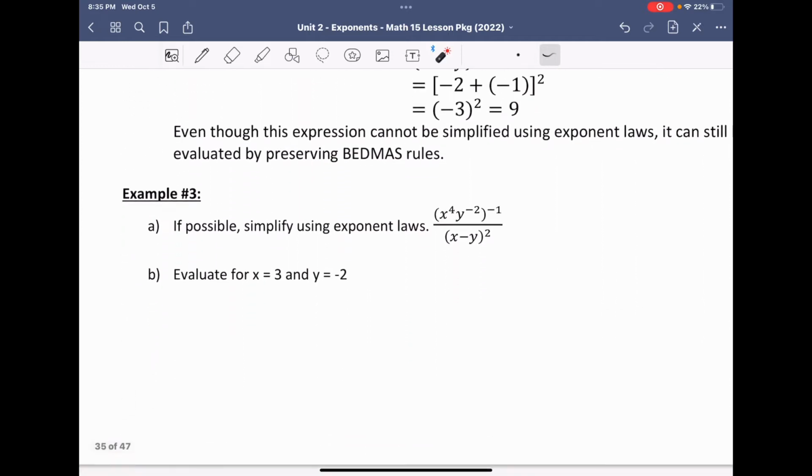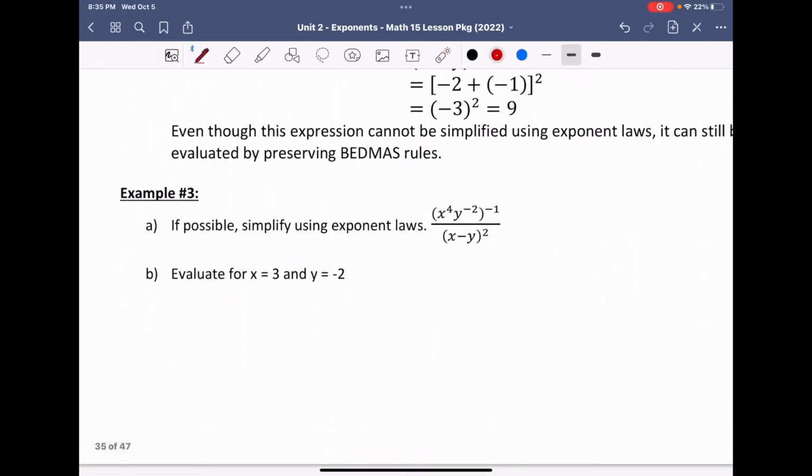So let's actually look at example 3 here and see if we can piece this together. For example 3, if possible, simplify. This is always our first step: to make everything in terms of positive exponents and simplify our variables as much as possible.